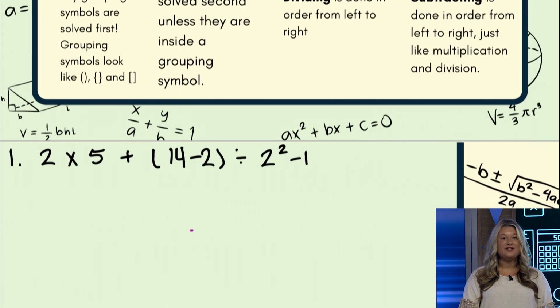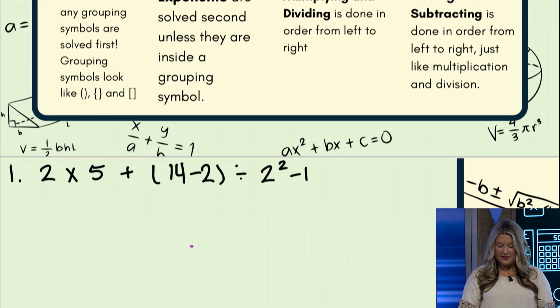So number 1, we have 2 times 5 plus, in parentheses, 14 minus 2 divided by 2 squared minus 1. So we see a lot of different operations here. And what I like to do is I like to write PEMDAS. Oh my goodness. In my marker.